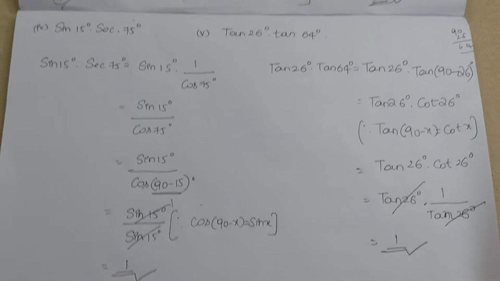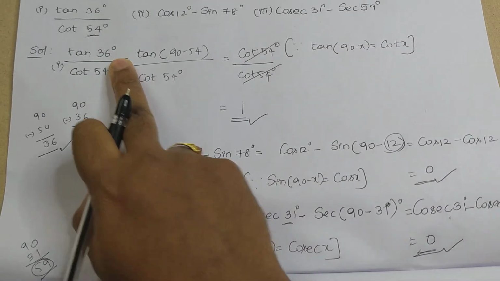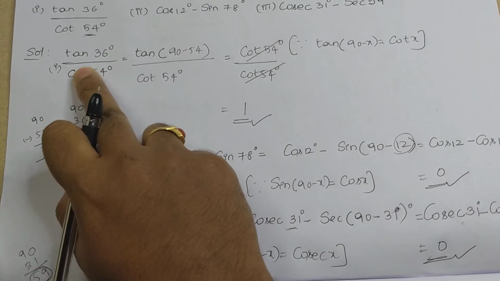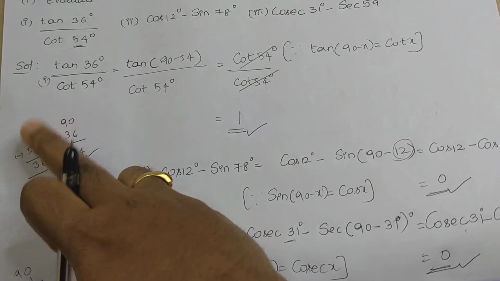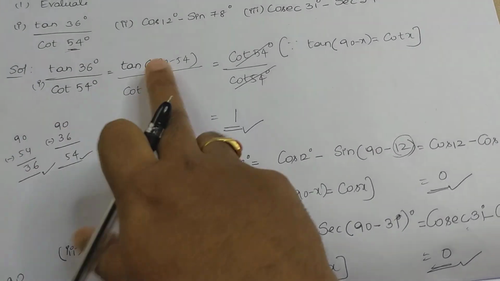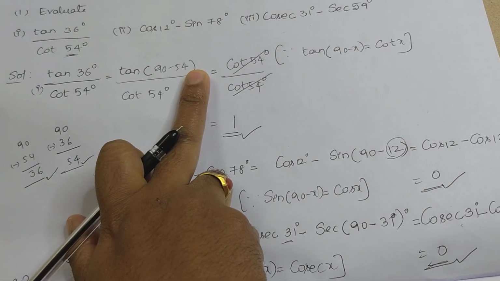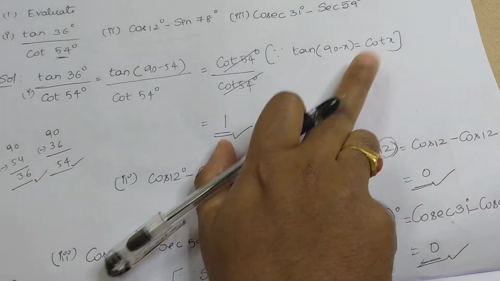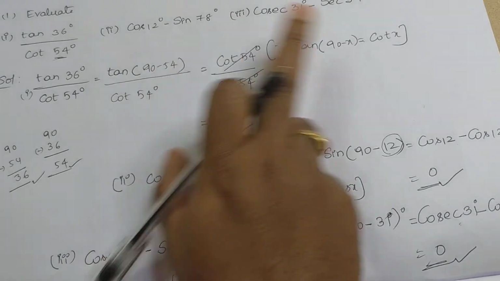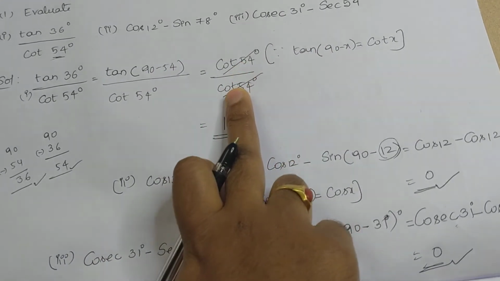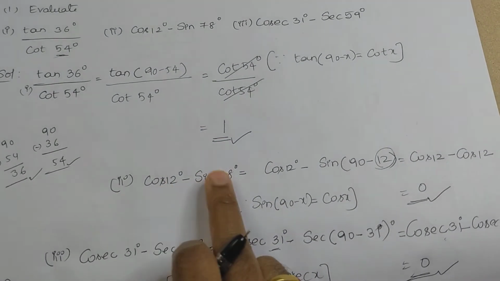So this is the solution process. I will just give you a brief explanation here. For the first one, 36, first you have to check the denominator angle. Just subtract 90 minus the denominator angle and check whether you are getting the same angle or not. 36, yes. So in the place of 36, I am writing 90 minus 54. This is in the form of tan of 90 minus x, which can be written as cot x. So here 54 is in the place of x, right? So I have written cot 54 by cot 54. You'll get 1.